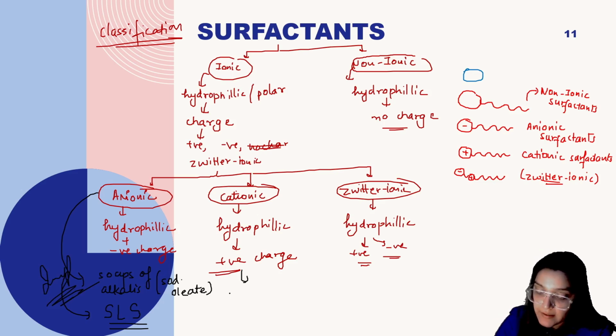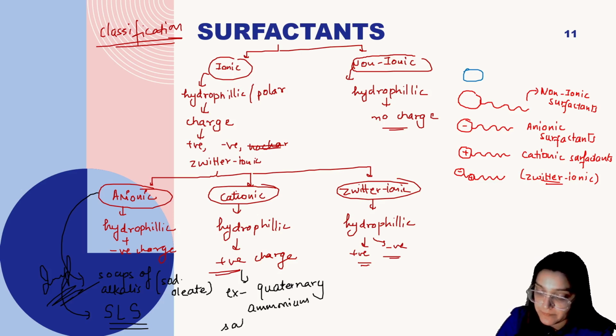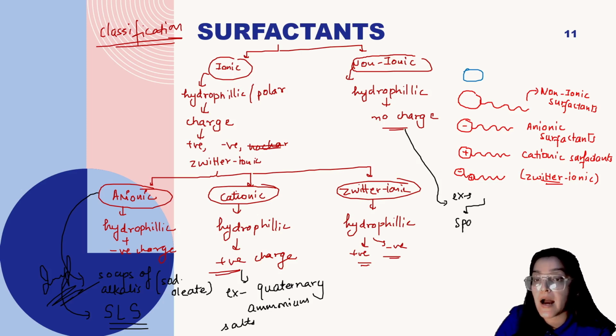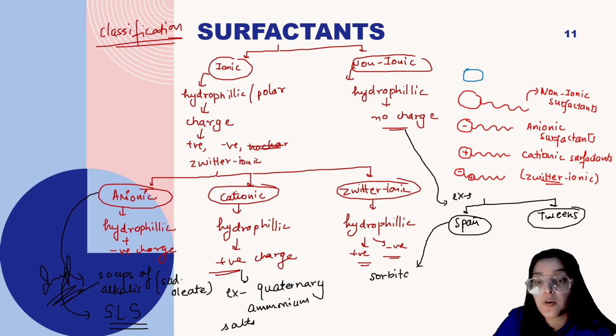Next, for the cationic part, the example is the quaternary ammonium salts. Right, for the non-ionic surfactant, the important examples can be divided into two parts where separate questions can be asked. They are classified into the Spans or the Tweens. Very important students, very important. Please mark it important, because the Spans are categorized as the sorbitan esters.